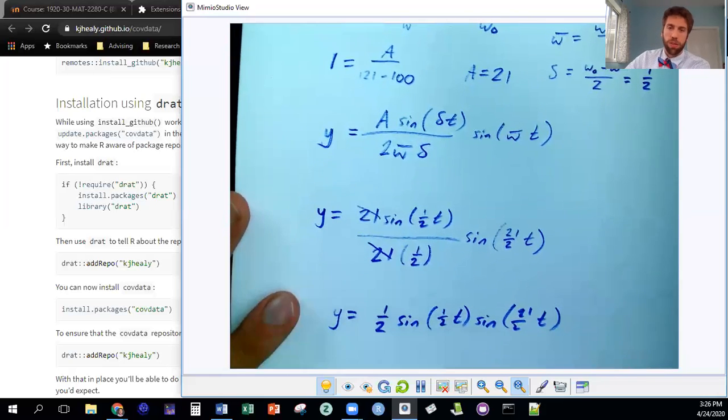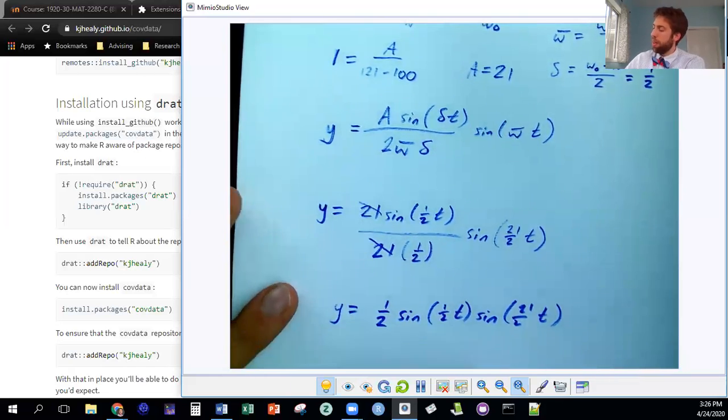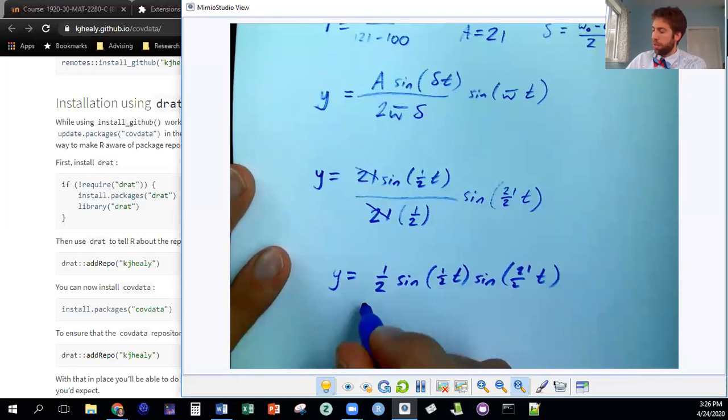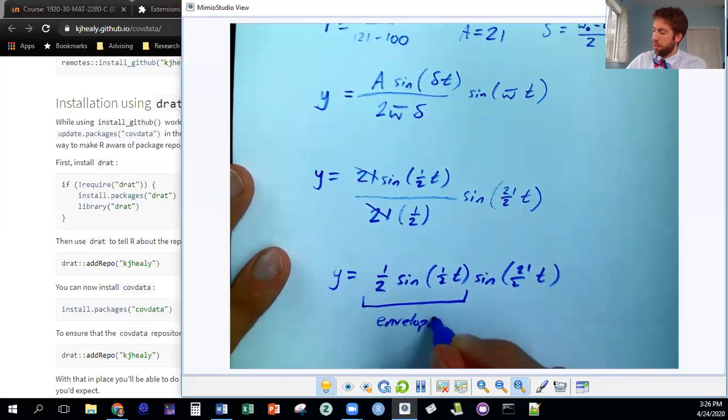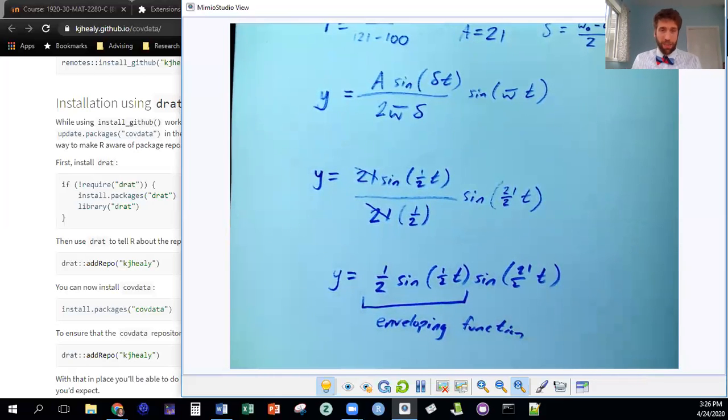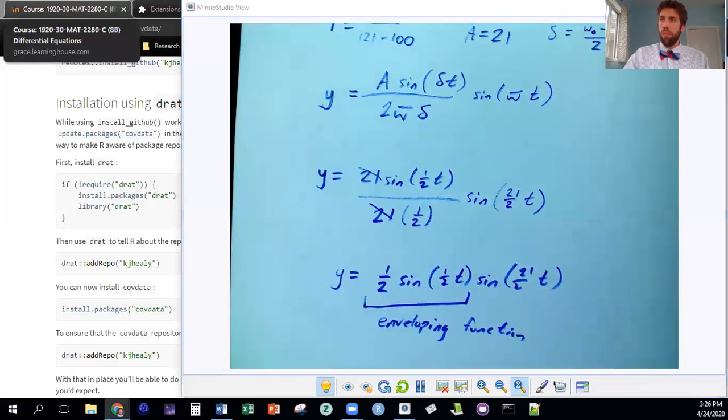So what was our question asking? Let me find the directions here. Our question is asking to compute the enveloping function, then plot y of t and the enveloping function on the same axis. So our enveloping function is the one that goes slowly. Then plot in Desmos, just like I did in the last section. We could do it by hand, but why?